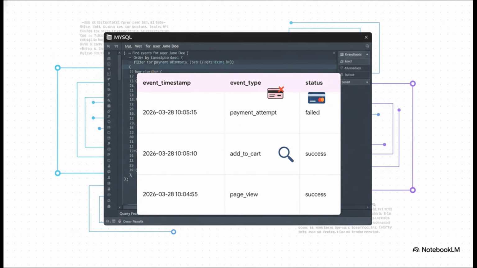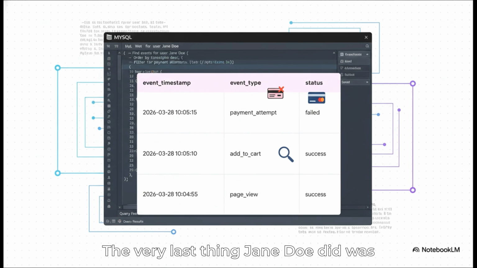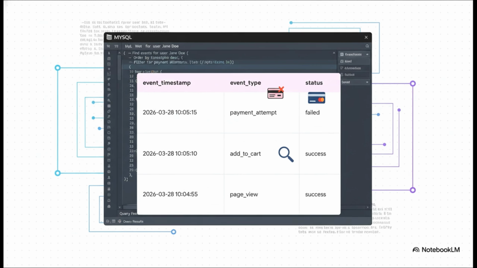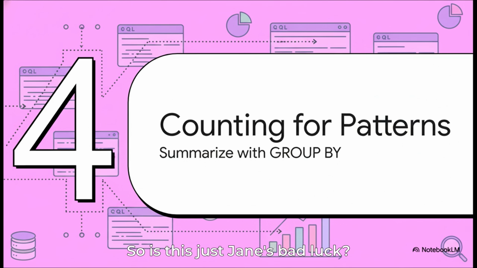And there it is. The results tell the whole story. Look at that top line. The very last thing Jane Doe did was a payment attempt, and the status is failed. We've just gone from a super vague "it's broken" ticket to a very specific hypothesis. There's a problem with our payment system. So is this just Jane's bad luck, or is something bigger going on here?